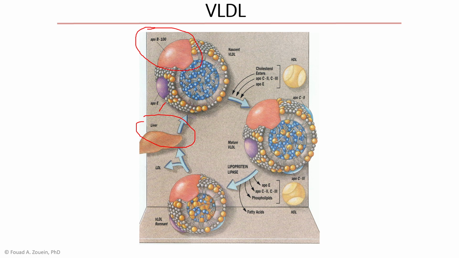Nascent VLDL acquires ApoC2 and ApoE from HDL, similarly to chylomicrons, goes into circulation, and is recognized by lipoprotein lipase through the ApoC2 that activates the lipoprotein lipase. And we have hydrolysis of the triglyceride inside into free fatty acid, and glycerol, which is taken by the tissue. And as that happens after the lipoprotein lipase step, ApoC2 and ApoE are given back to HDL.